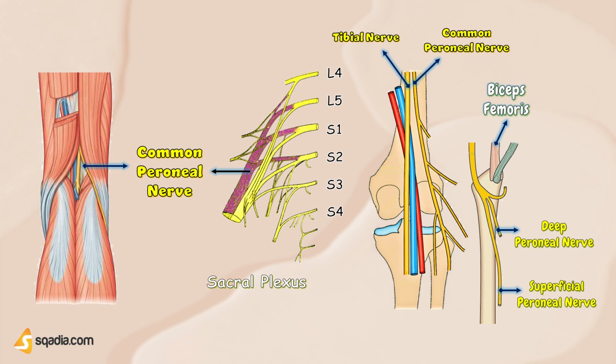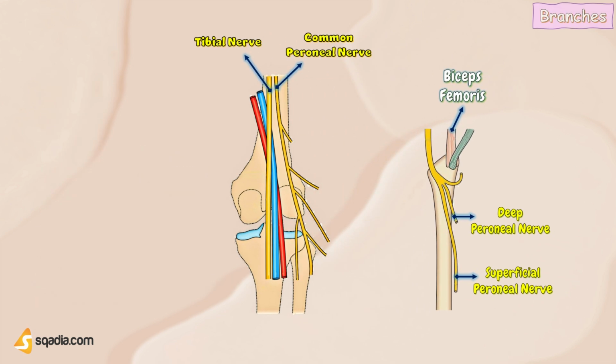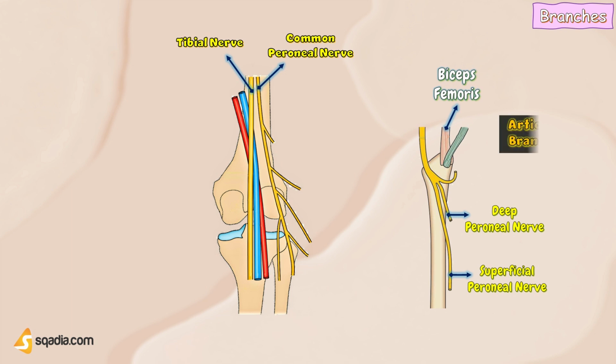The common peroneal nerve gives off the following branches: articular branches. The recurrent genicular nerve arises where the common peroneal nerve divides into the superficial and deep peroneal nerves. It ascends anterior to the knee joint and supplies the tibialis anterior muscle in addition to the knee joint. Nerve to the head of biceps femoris.